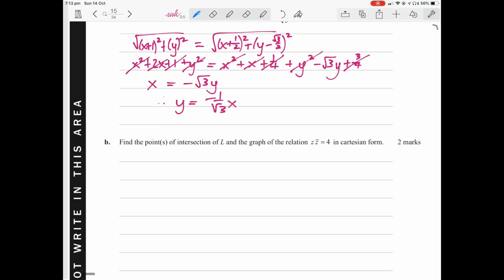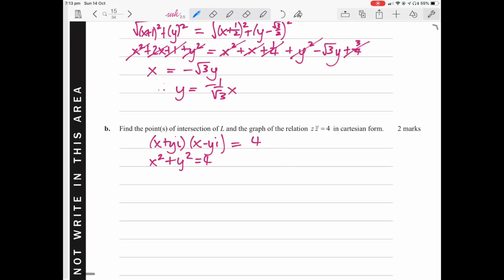That's a circle radius 2, isn't it? x plus yi, x minus yi equals 4. x squared, and the xyi terms cancel, so plus y squared equals 4. So that's a circle radius 2.